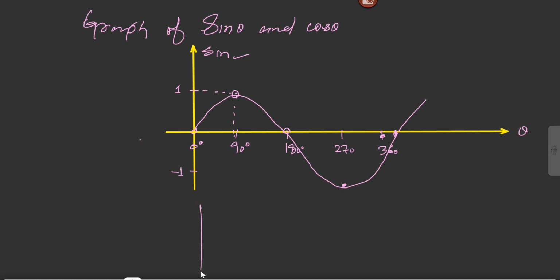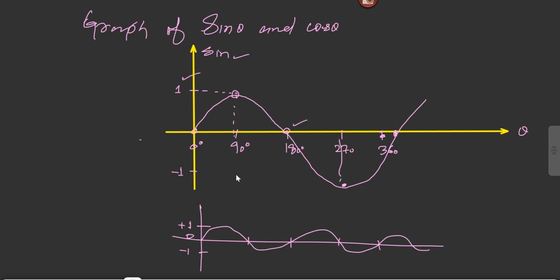For future, you can remember it directly by this way. These are the points where it is intersecting the x-axis. Here, its value is 0. And these are the points where the value of sine is plus 1. And these are the points where the value of sine is minus 1. Just like in future, you can directly remember. At 0 degree, it is 0. At 90 degree, it is 1. At 180 degree, it is 0. At 270 degree, it is minus 1. At 360 degree, it is 0.